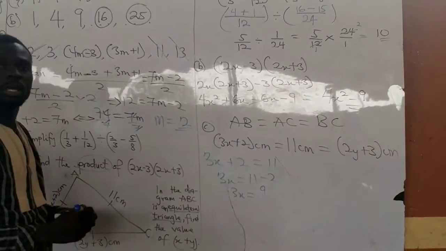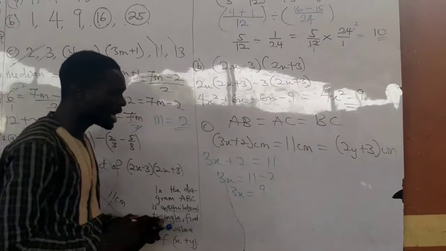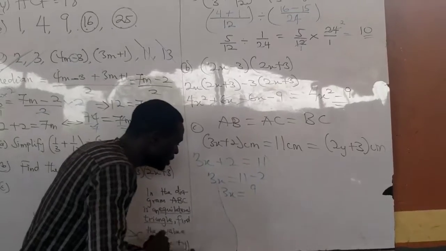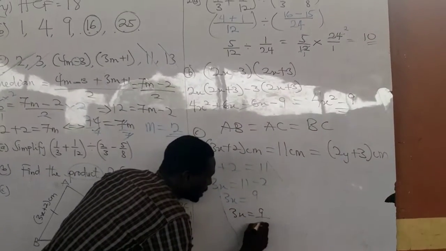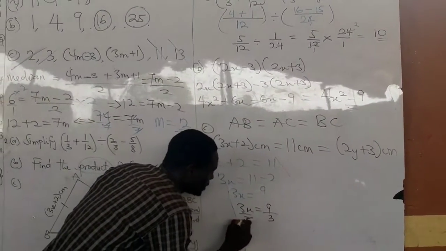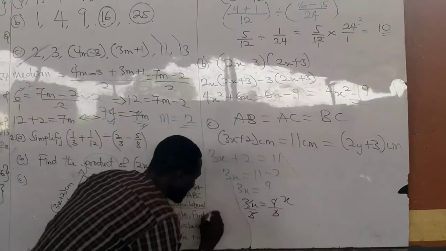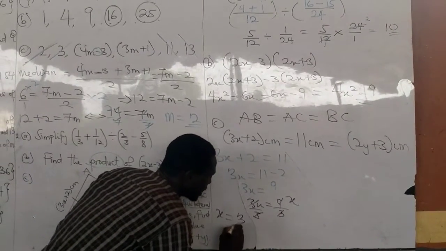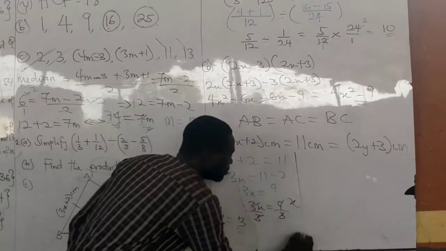What do I want? I want x. So divide both sides by 3. So this is going to be 3x is equal to 9, divided by 3, divided by 3. We have x to be equal to 3. Then you do same for y.